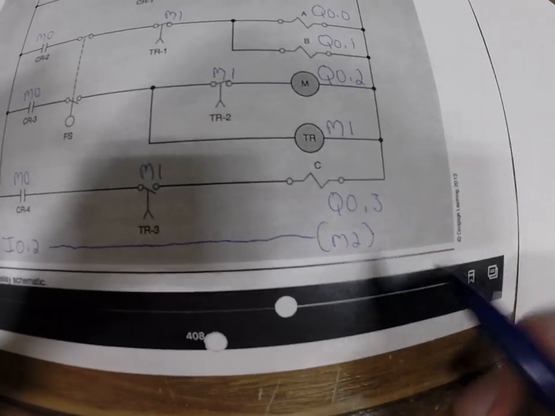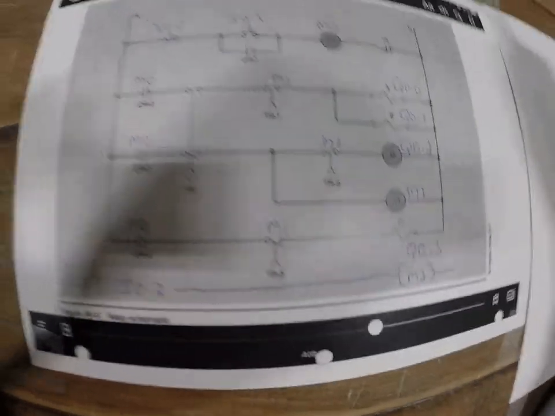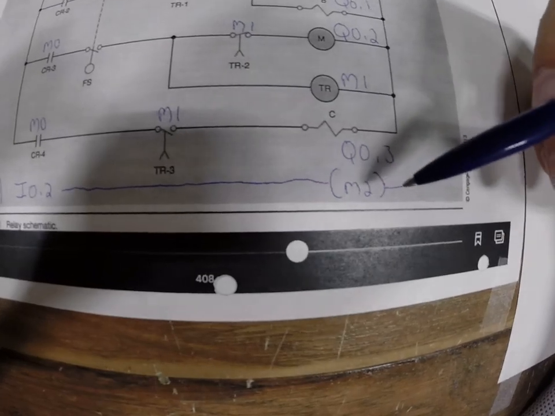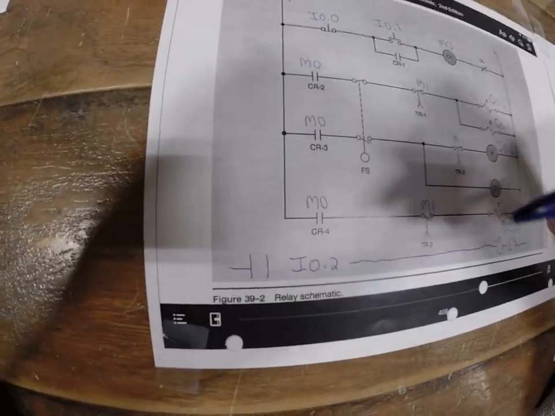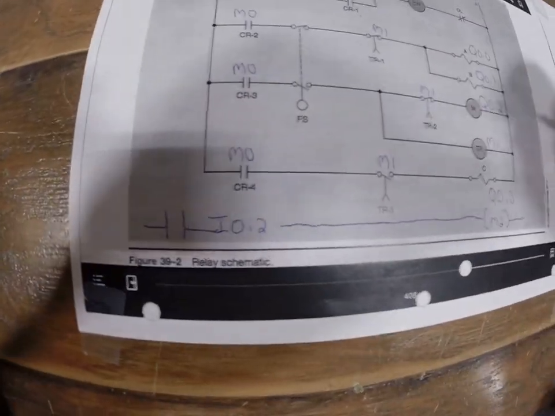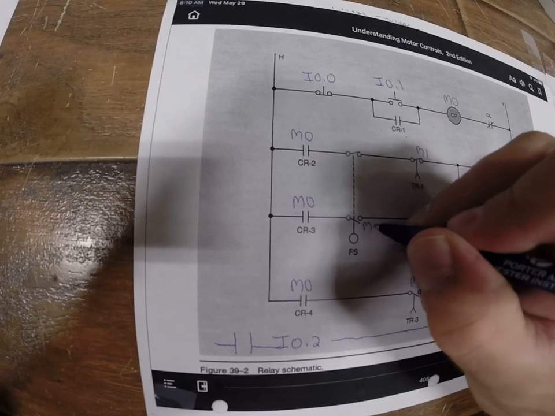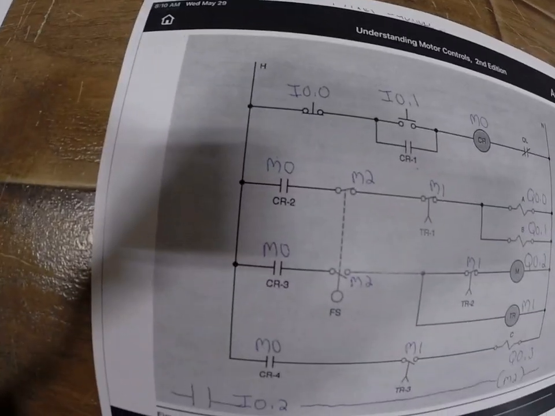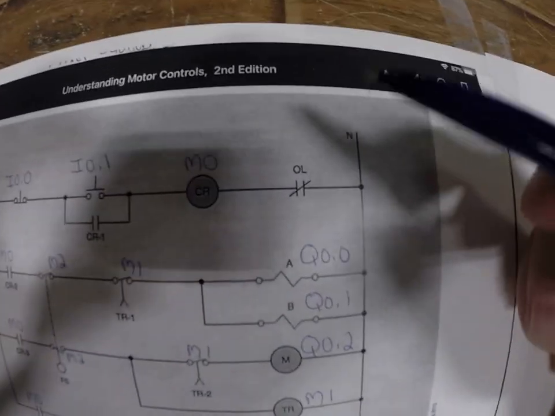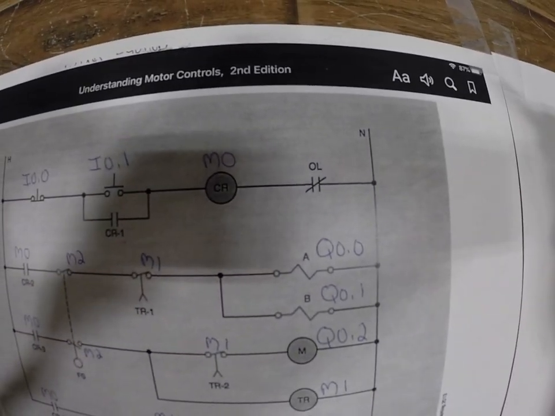M2, which would be the third memory bit. So now this M2 has a name tied into this input that we're going to tie into a switch. I'll show you that in a minute. So now this M2 is going to go over here. M2, M2. Then we've got one more input that we could use for the overload.